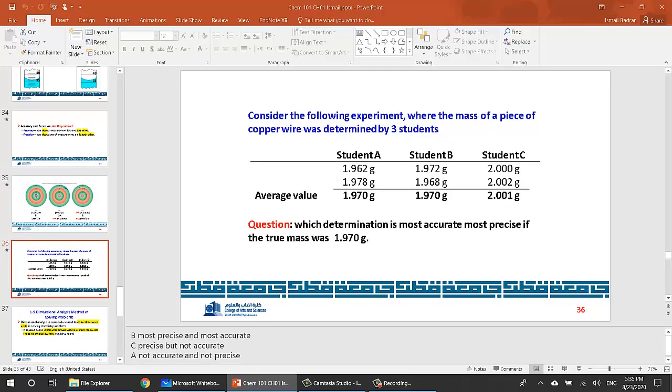Here is an example. Consider the following experiment where the mass of a piece of copper wire was determined by 3 students. So we go to the lab and we ask 3 students to obtain the mass of a copper wire. Each student did the measurements twice. Student A has 1.962, 1.978, so the average is 1.970. And for students B and C, the numbers are in front of you here.